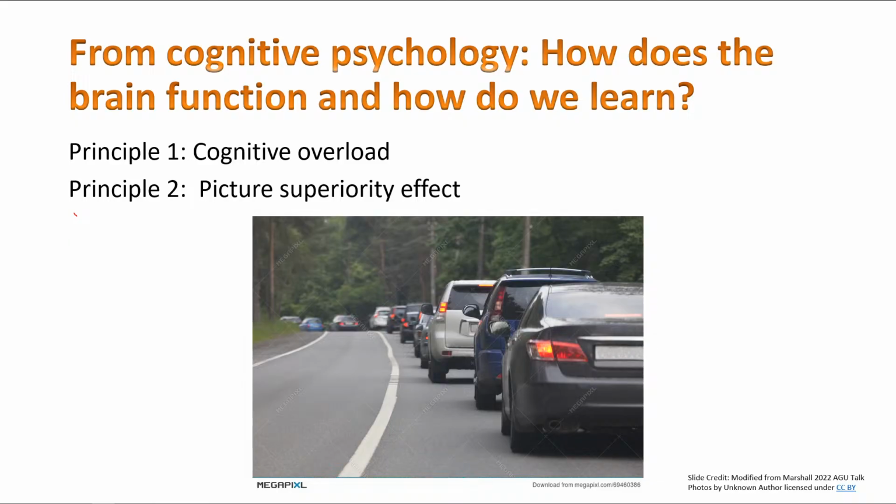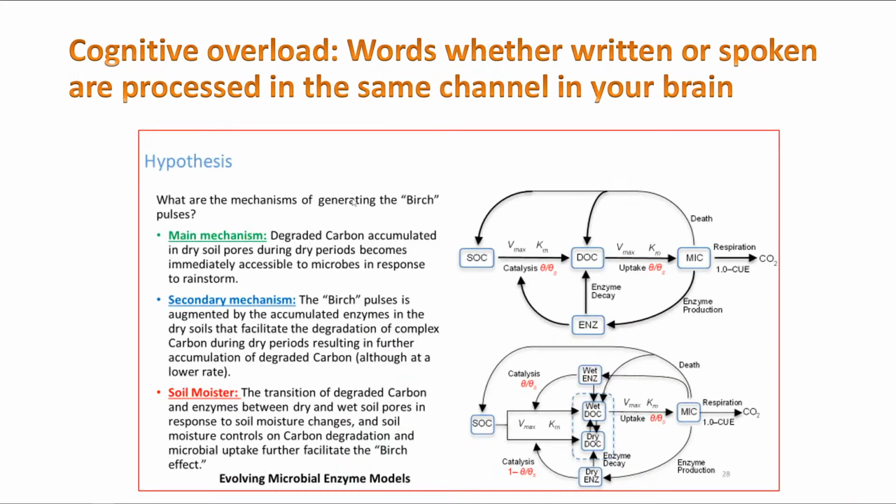Let me show you an example. So here is an example. Let's just read what we did before. Cognitive overload: words, whether written or spoken, are processed in the same channel in our brain. So if I presented this to you, this is our hypothesis. Remember, our hypothesis is the main mechanism, secondary mechanism, and soil moisture. I removed this text and I was just explaining them. So all you had was this green thing, this blue thing, and this one with some dots to help you to visualize it. But I was just explaining this and not putting any text.